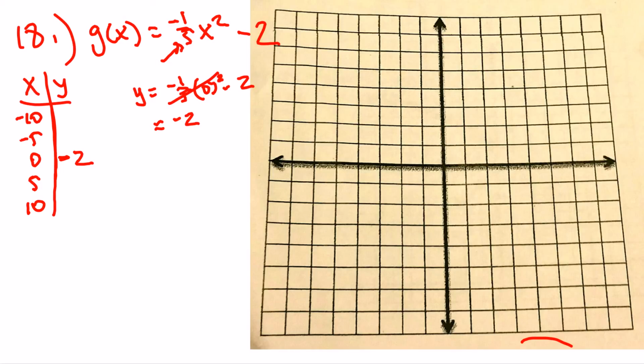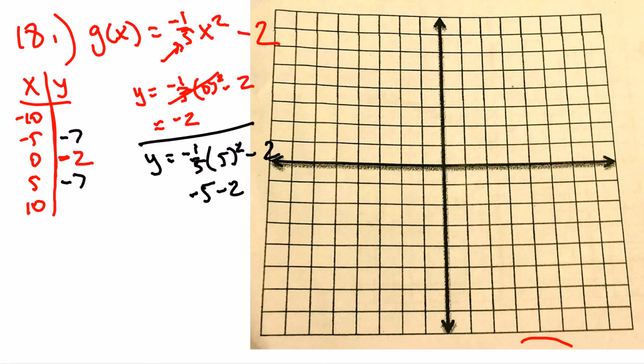Now I'm going to plug in 5. You can plug in negative 5 if you like. I just like plugging in the positive number. So y equals negative 1/5 times 5 squared minus 2. 5 squared is 25. 25 times negative 1/5 is negative 5 minus 2, so I get negative 7. Remember, I don't have to plug in negative 5, it just rainbows over.